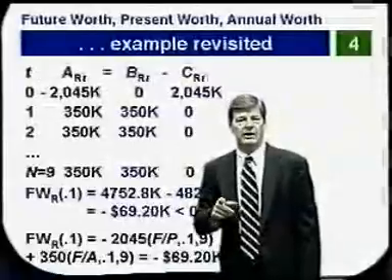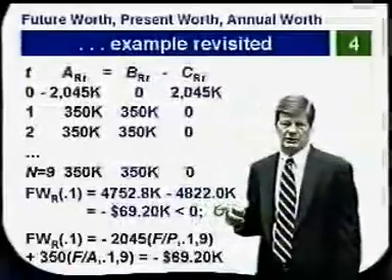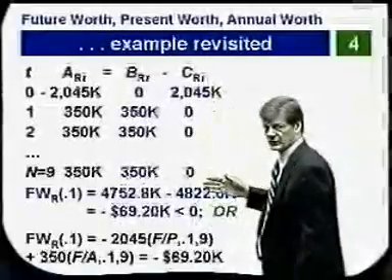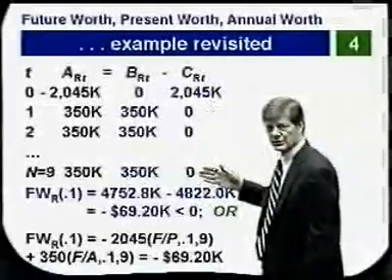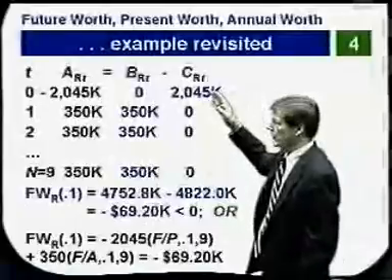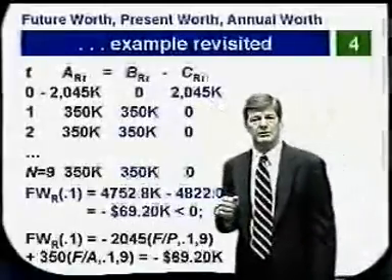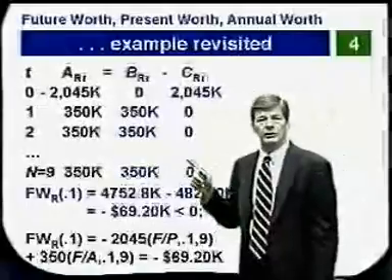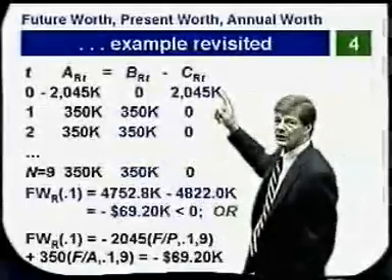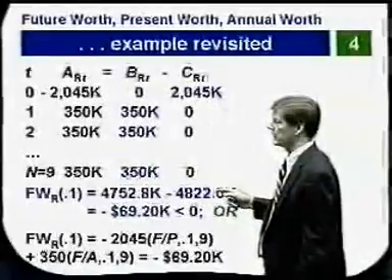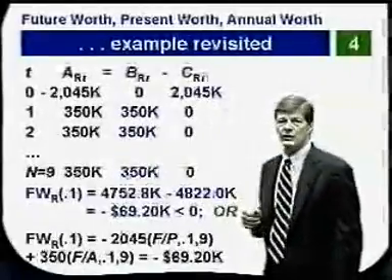Alternatively, if I do not install the robots, then I prefer to have this cash flow stream, the cost series, in which case I will not invest the $2,045,000 in the robots, but instead would invest that at my minimum attractive rate of return, and that would accumulate to $4,822,000.